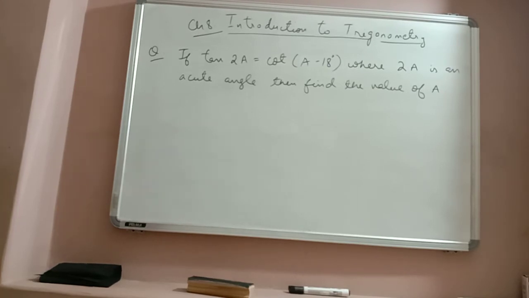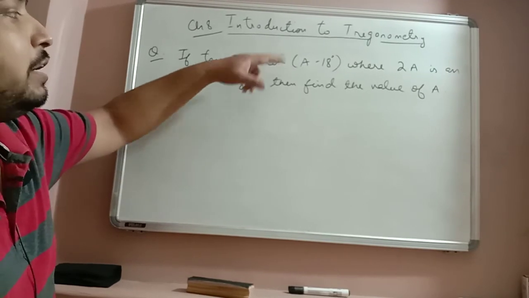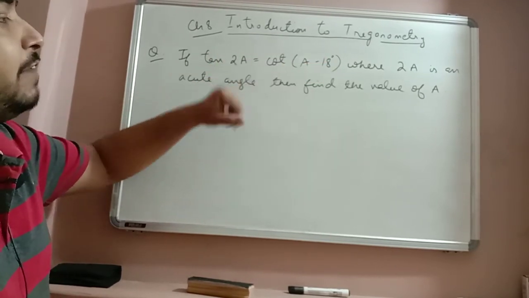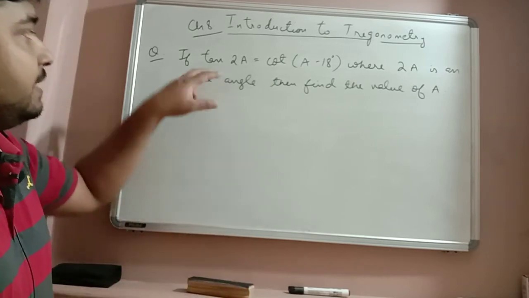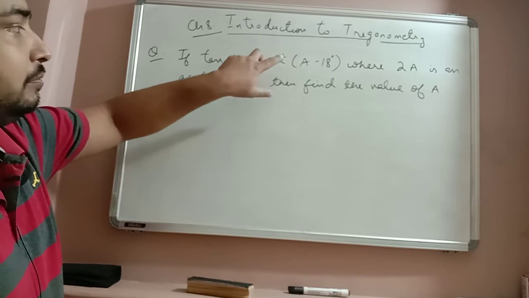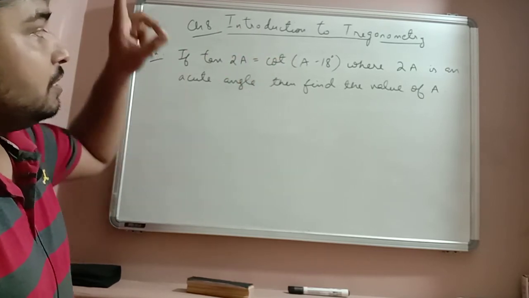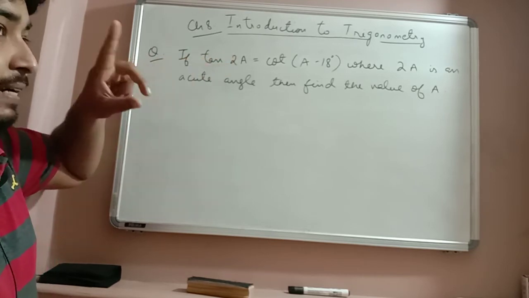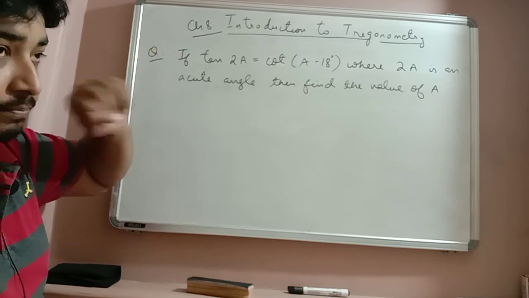Alright, now let's take up this question. The question states, if tan 2A is equal to cot(A - 18 degrees), where 2A is an acute angle, then find the value of A. Now here we see that tan and cot are two ratios that are interrelated in case of complementary angles. So I'll use the formula tan theta is equal to cot(90 - theta).